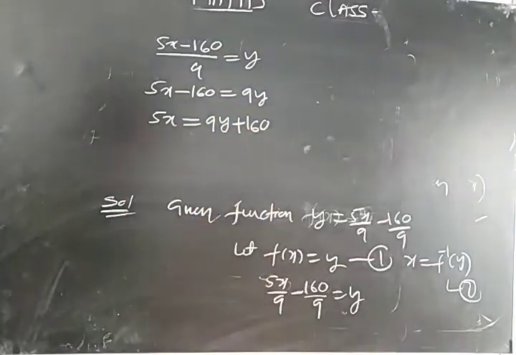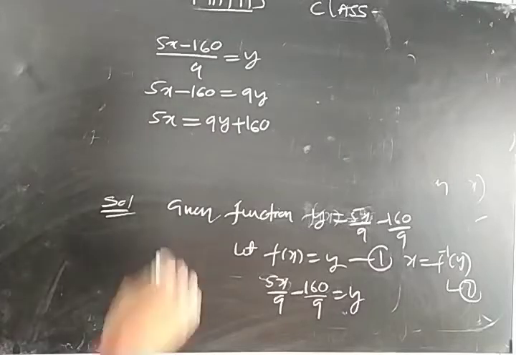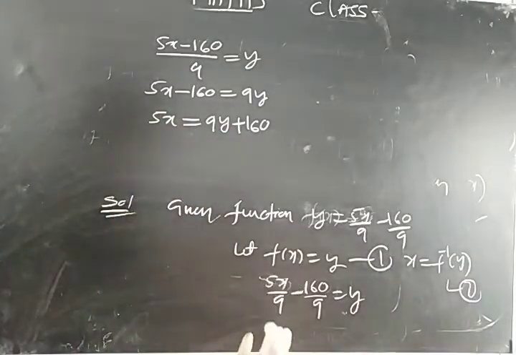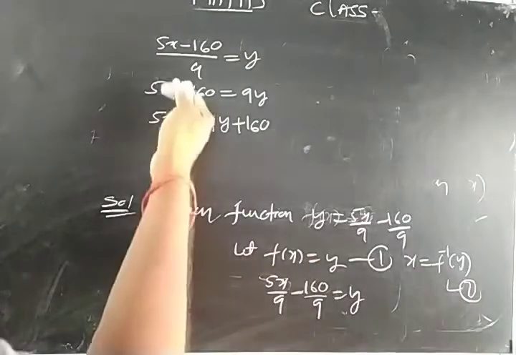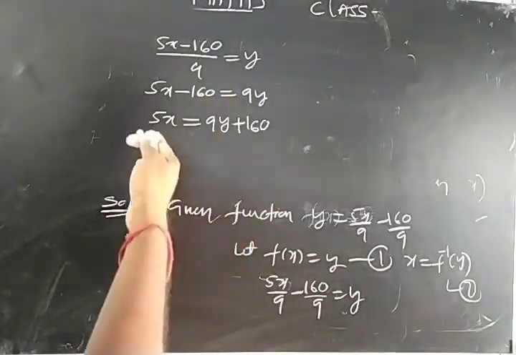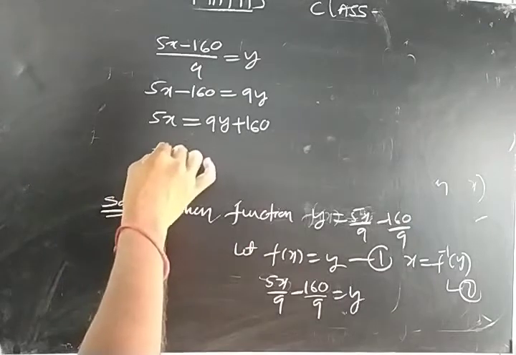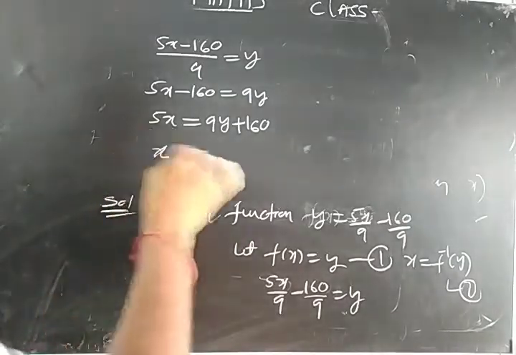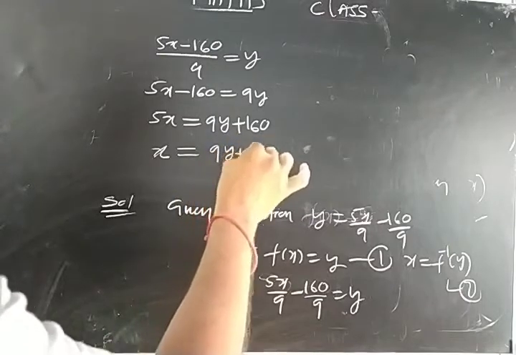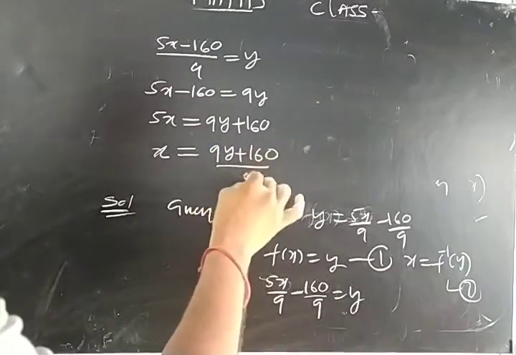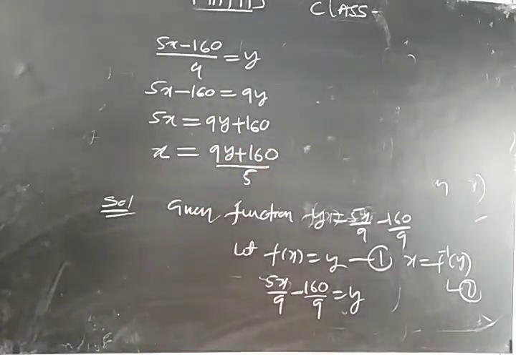This is the procedure to find the inverse of the function. You have to write the given function, and from that function you have to express x in terms of y. That's why I am sending every term to the right hand side, and I need x alone on the left hand side. So I am sending 5 also to the right hand side. So you will get (9y plus 160) by 5. Now this is x. I expressed x in terms of y.